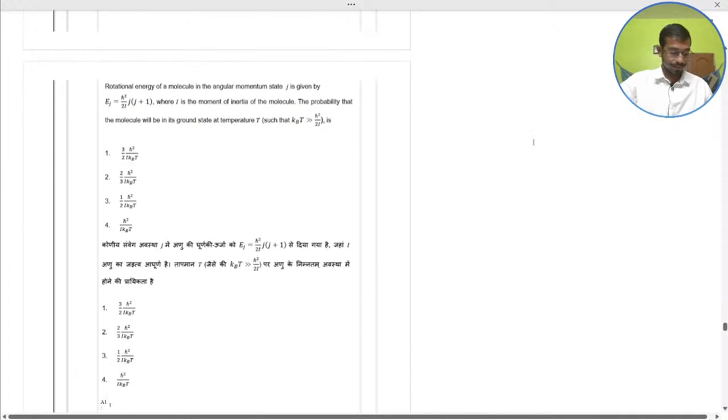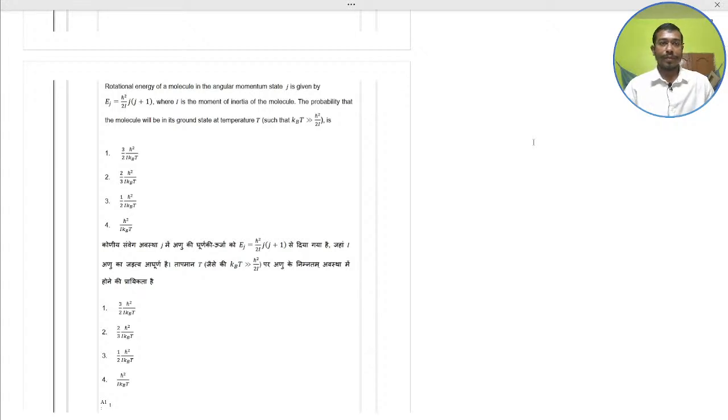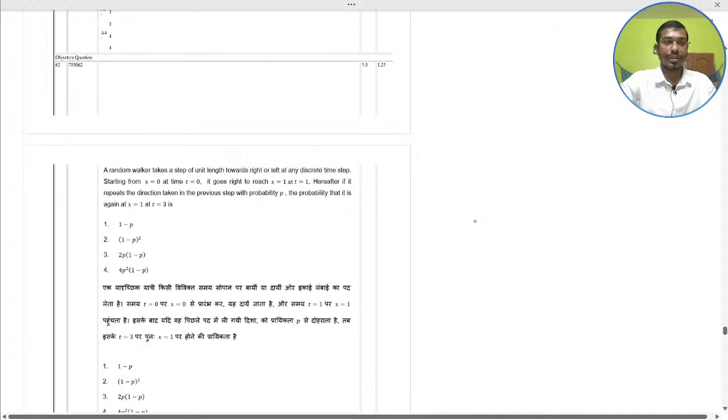Question number 61. The rotational energy of a molecule in angular momentum state J is given by this one. The probability that the molecule will be in the ground state at temperature T is what? From atomic and molecular physics, put J equal to 0, 1 and you would get the ground state energy E0. This is for homework number 6. Do it yourself and give me feedback. Next, question number 62.